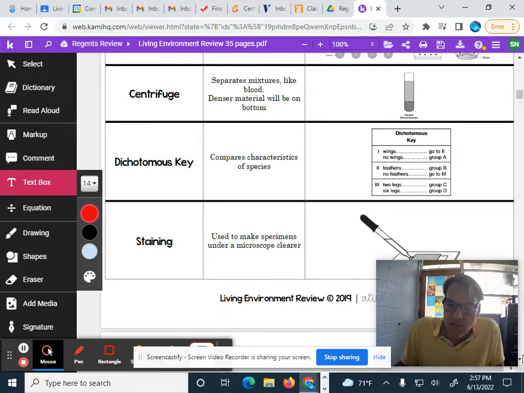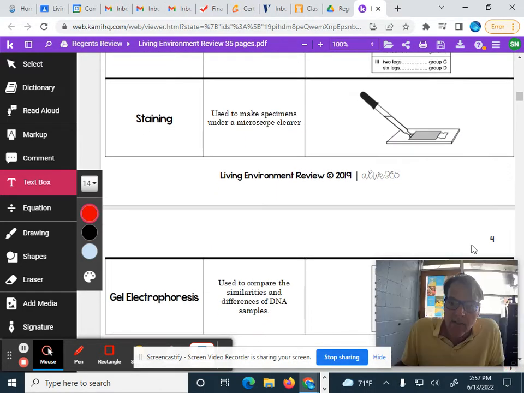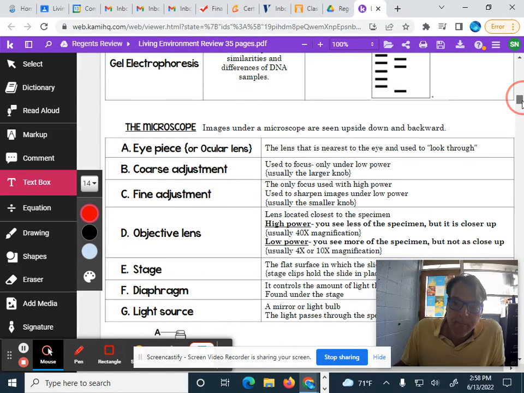Staining helps you see things easier. We stain things on slides. Oftentimes the stain is added to one end of the slide of the cover slip, the specimen being under the cover slip, and you use a piece of paper to pull or wick that stain across, and that's very helpful.